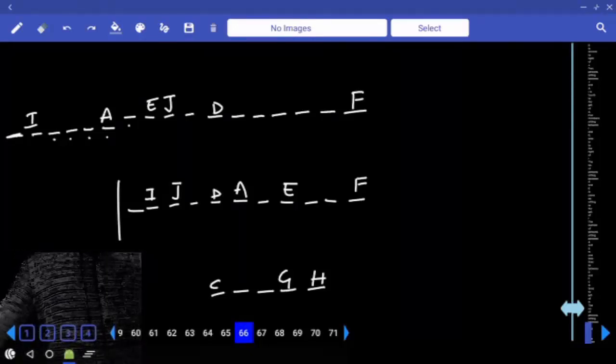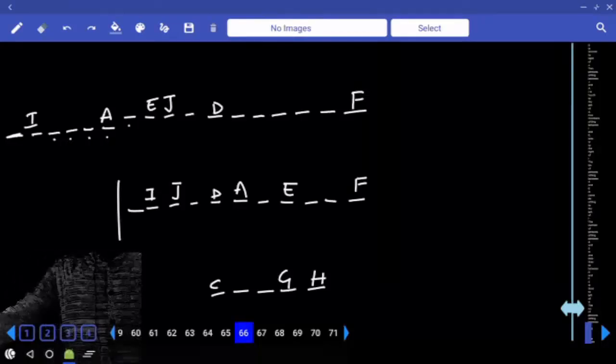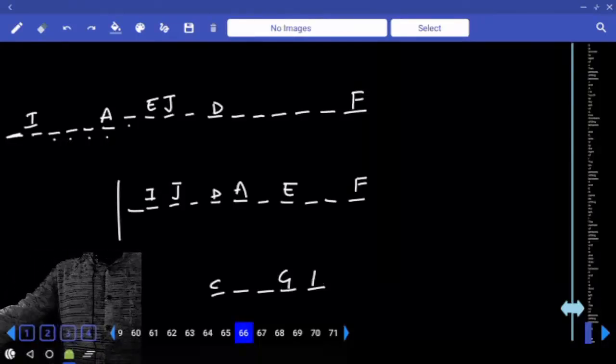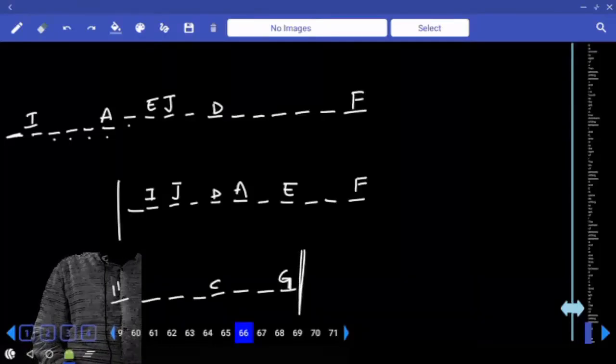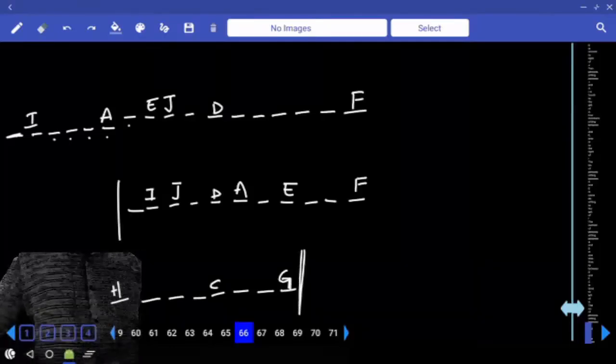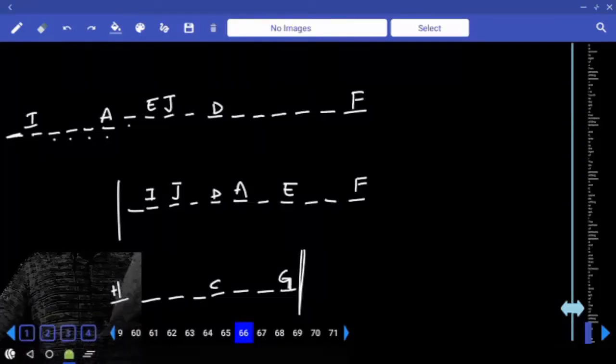No one sits to the right of G. That means G is in the extreme right corner. So 1, 2, 3. Is this clear? Yes or no? Next.